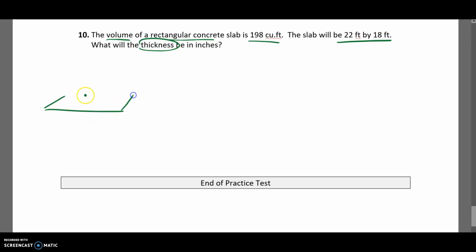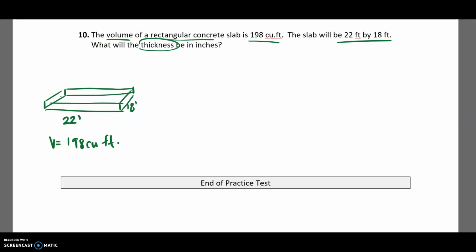So in 2 dimensions, my slab is 22 feet by 18 feet. I know that the volume is 198 cubic feet. And I want to know what is the thickness or the height of this slab. This is a rectangular prism, so my formula for volume is length times width times height. My units for length and width are in feet.